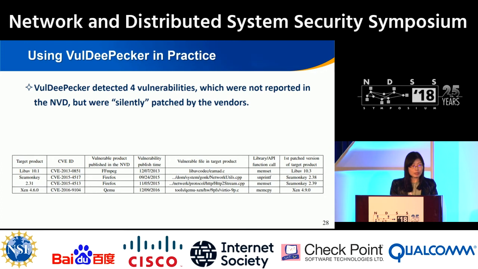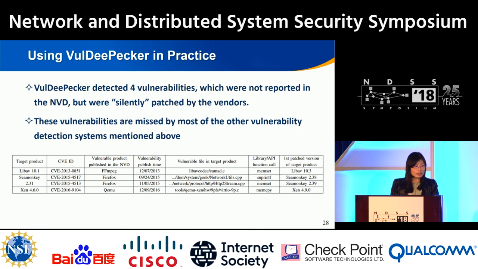When using VulDeePecker in practice, it detected 4 vulnerabilities, which were not reported in the NVD, but were silently patched by the vendors when they released the later versions. And these vulnerabilities are missed by most of the other vulnerability detection systems mentioned above.